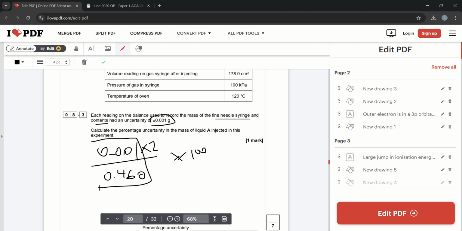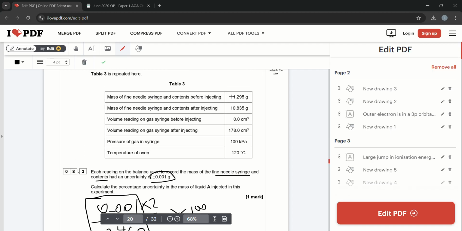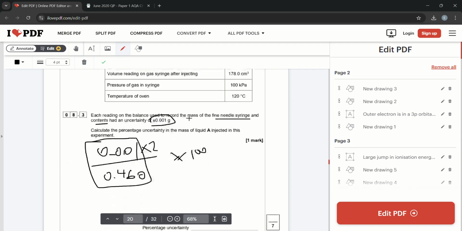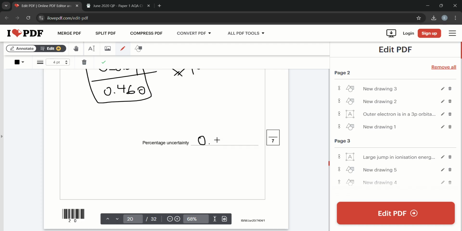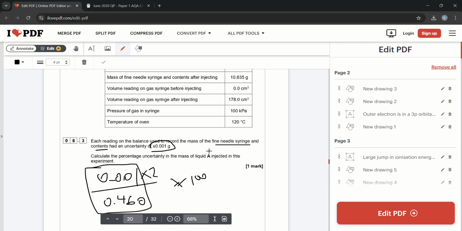I feel like a lot of students would get this but then forget, because we calculate the mass by subtracting two things, so we're timesing the uncertainty by 2. 0.001 times 2 divided by 0.460 times 100, and you should get 0.435%. And that is the end of question 8.